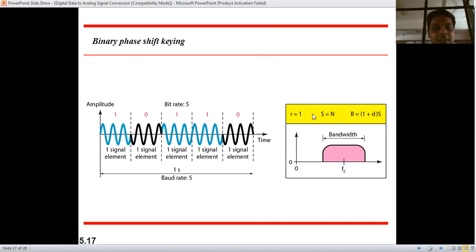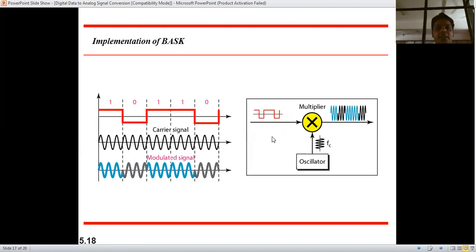Okay, so r is again the number of bits per signal element, S is the baud rate or signal element rate, N is the total number of bits which can be transmitted per second, and B is calculated as (1 + d) × S. Now we'll see how the binary phase shift keying technique is implemented.